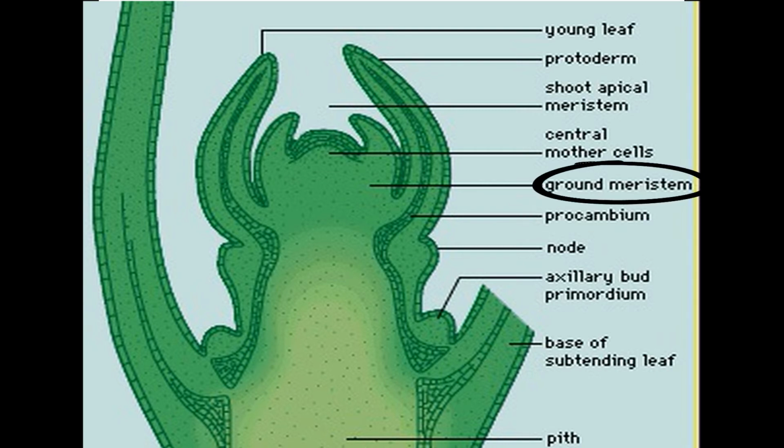So a shoot apical meristem is made up of three primary meristems, which are the protoderm, the procambium, and the ground meristem. The protoderm will form the epidermal tissue or the epidermis. The procambium will become the vascular tissue including phloem, xylem, vascular cambium, and the pericycle. The ground meristem will become the parenchyma ground tissues, which are cortex and pith in dicotyledons.